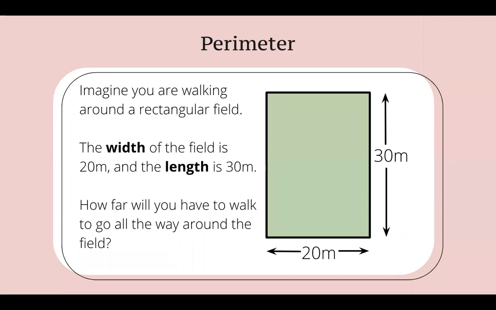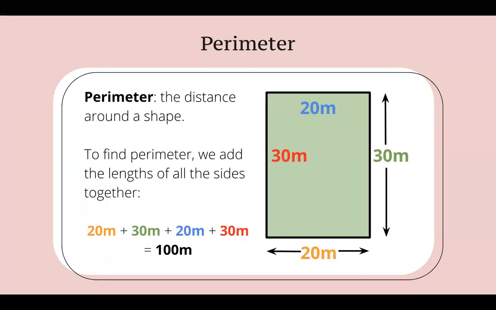Imagine that you're walking around a rectangular field with sides of 20 meters and 30 meters. How far will you have to walk to go all the way around the field? And how will you measure this distance? You will have to measure the perimeter of the field, which is the total length of all of its sides.